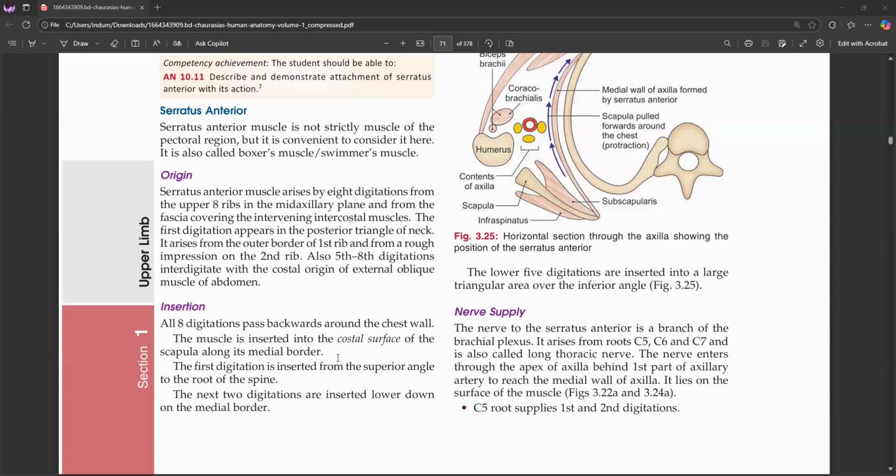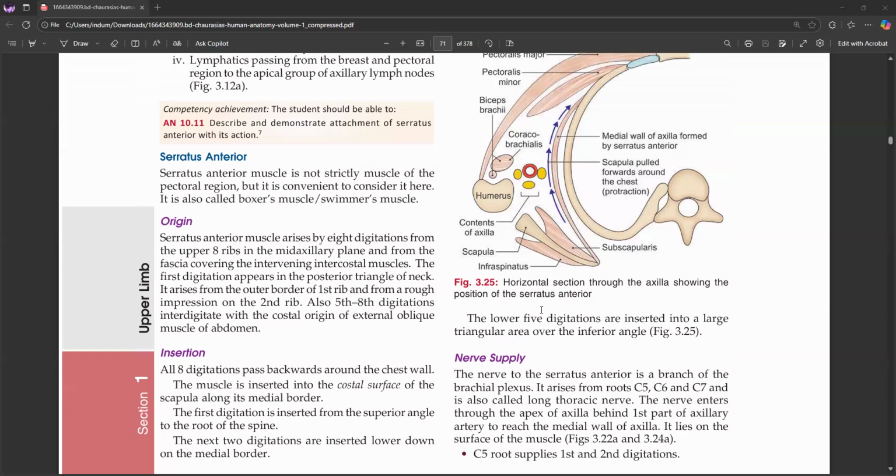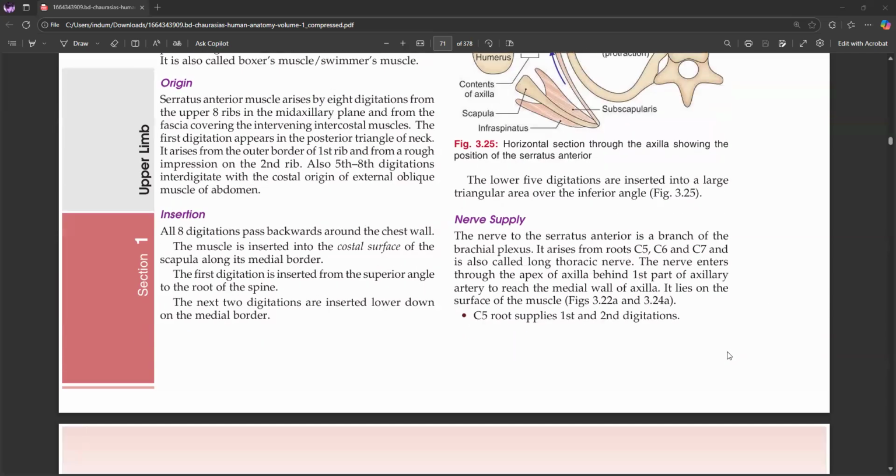Insertion. All 8 digitations pass backwards around the chest wall. The muscle is inserted into the costal surface of the scapula along its medial border. The first digitation is inserted from the superior angle to the root of the spine. The next 2 digitations are inserted lower down on the medial border. The lower 5 digitations are inserted into a large triangular area over the inferior angle.